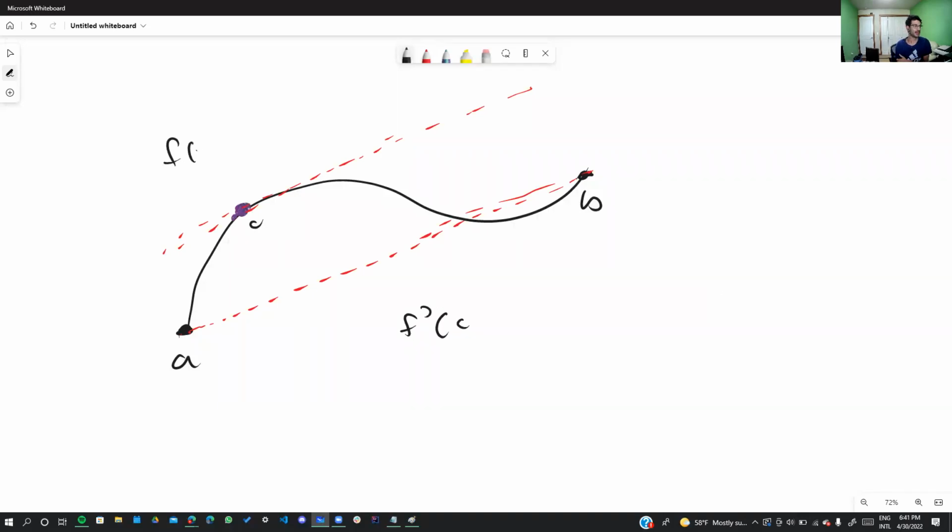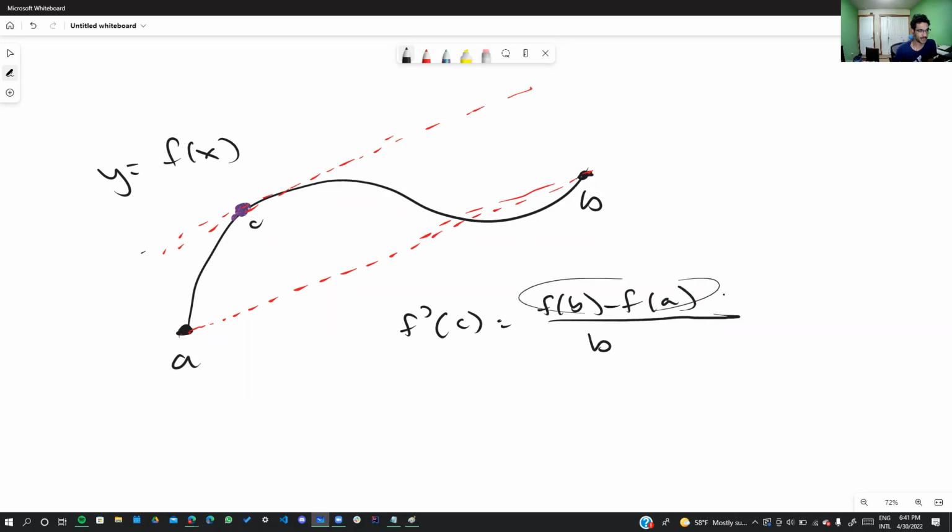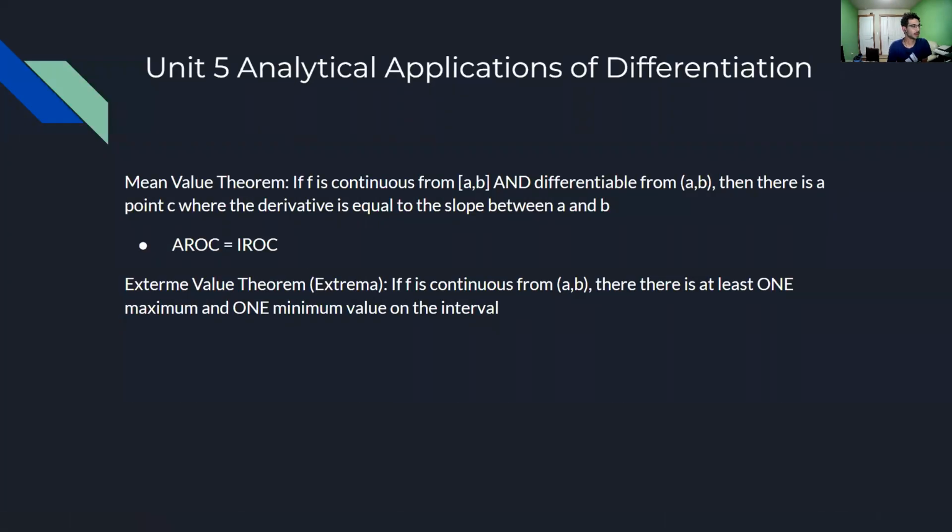So let's just say this function is f. That means f prime of c, the derivative at c, is equal to the slope between A and B. And that's basically f of b minus f of a, the change in output, over the change in input, which is b minus a. So this is what it says: IROC, the instantaneous rate of change, equals AROC, the average rate of change. That's this theorem right over here. So that's the mean value theorem.